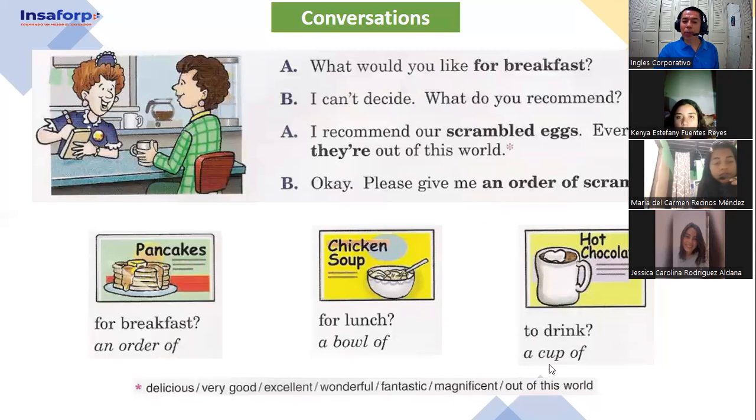No. Order. A cup of. Una taza de, right? A cup of. A cup of coffee. No, coffee no. Hot chocolate, María. Es que María no quería chocolate, ella quería café, Kenia. A cup of, María. A cup of chocolate, right? Chocolate. Okay. Yes.